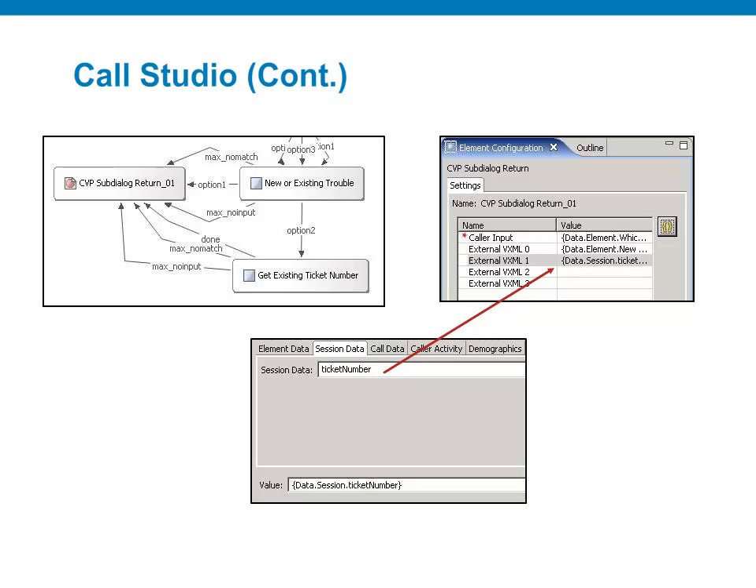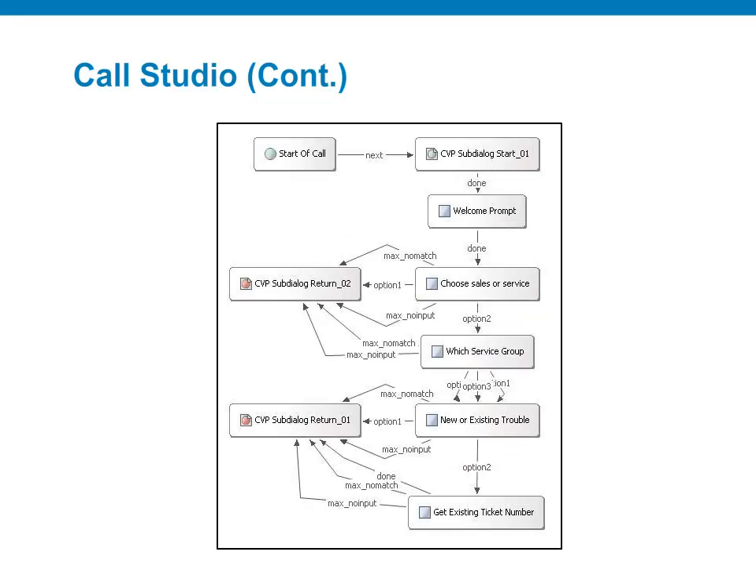All the output branches of the data collection element can be sent to the existing subdialog return element. The subdialog element is still populated correctly, except for the inclusion of the ticket number in the external VXML 1. This is an example of a completed script.